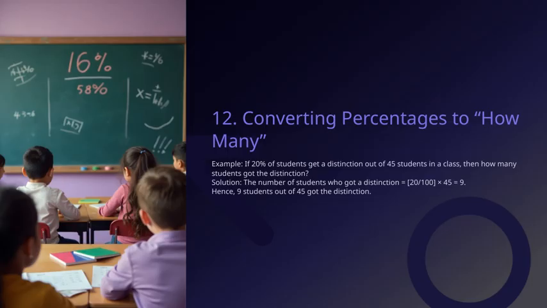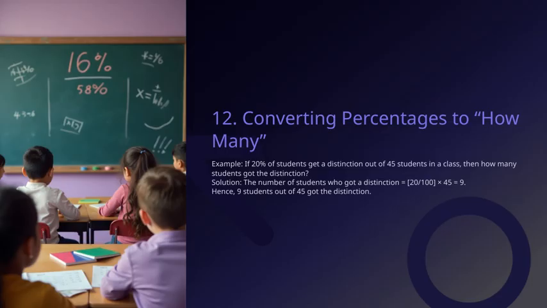Then, we multiply this decimal by the total number of students, which is 45. So the calculation is 0.2 times 45, and that equals 9. This means that 9 students out of 45 received a distinction. The key point here is that converting a percentage to a number involves 2 steps.